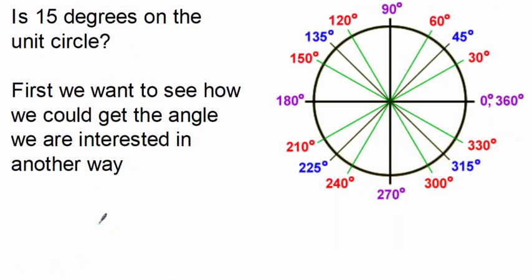So the first thing we want to do is figure out another way to get there. And we already showed the 15 degrees and how we could get there. Here's just a couple of the ways. I could have done 30 divided by 2. Can I double an angle? Can I cut an angle in half? Can I add 2 or subtract 2 angles?